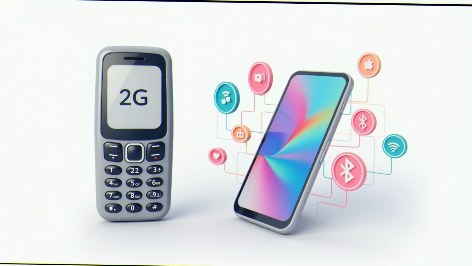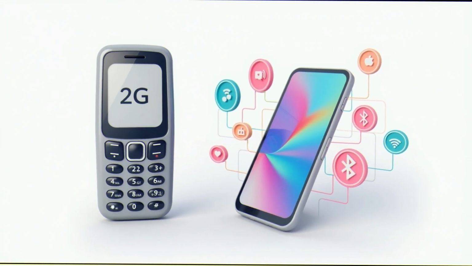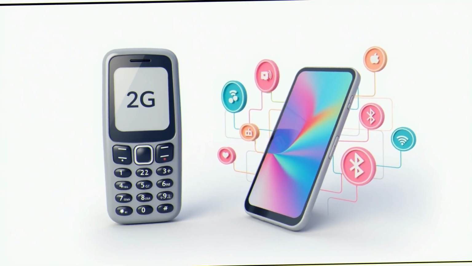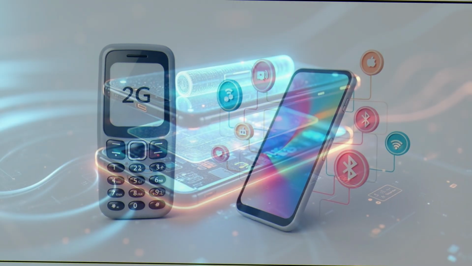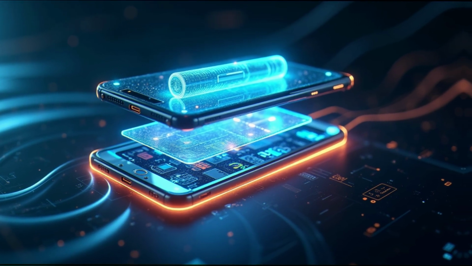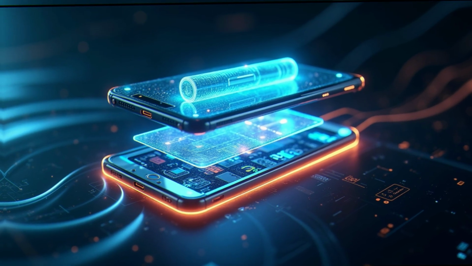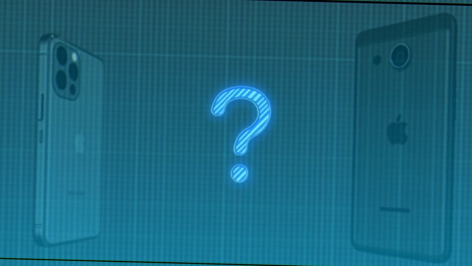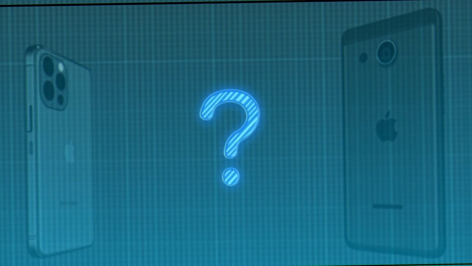Connectivity also leveled up, no longer just 2G or 3G. Today's smartphones support Wi-Fi, Bluetooth, 5G, and even NFC for payments. Add to that bigger batteries, touchscreens, app ecosystems, and operating systems, and you've got a revolution in your pocket. From simple to smart, every component got smarter. Smartphone versus iPhone. What's the real difference? Every iPhone is a smartphone, but not every smartphone is an iPhone.